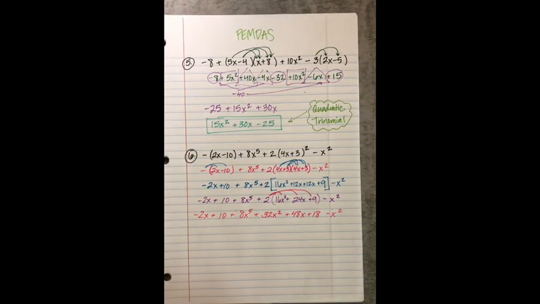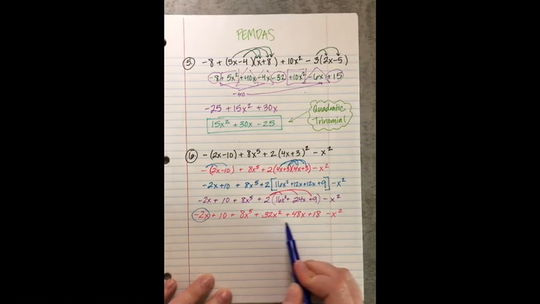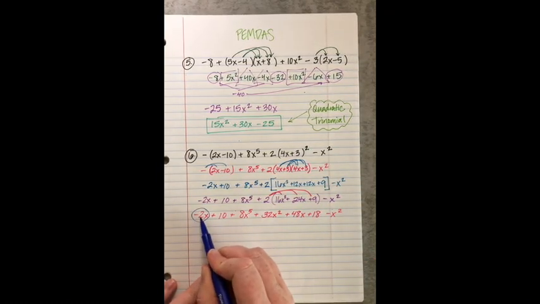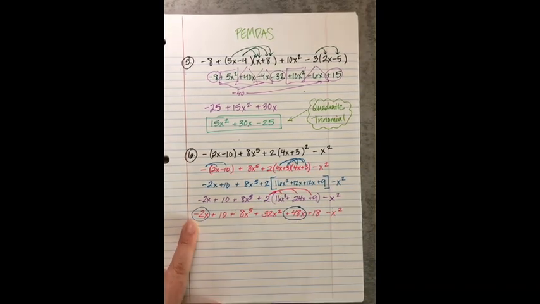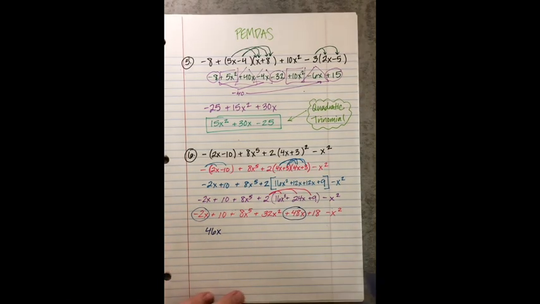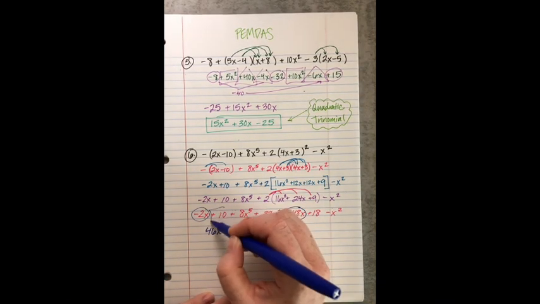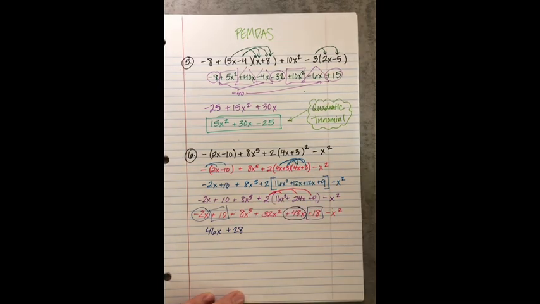Okay. All your parentheses, exponents, and multiplying is done. Now you are going to combine like terms. You can start wherever. I'm just going to start right in front. Negative 2x can go with positive 48x. Negative 2 plus 48 is positive 46x. 10 can go with 18. That makes 28.